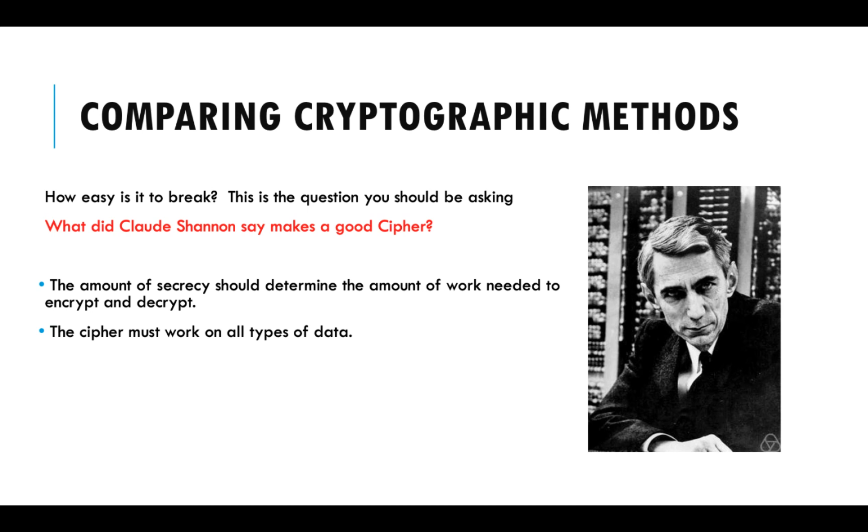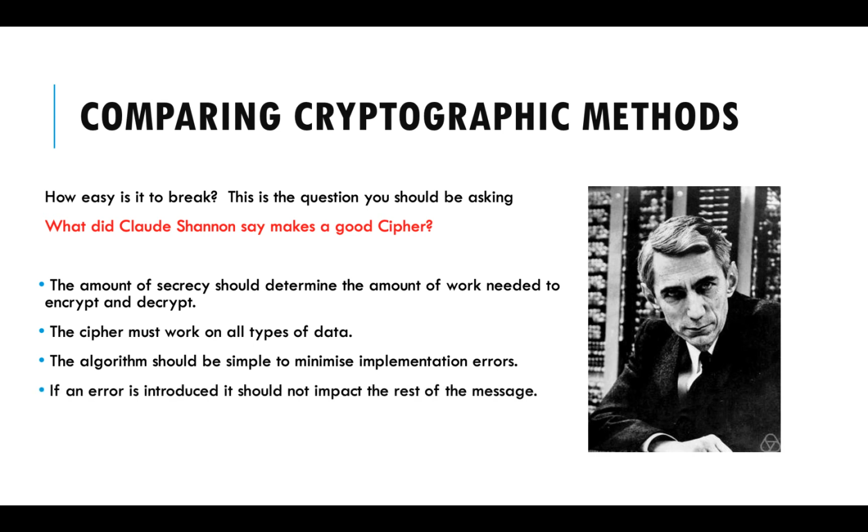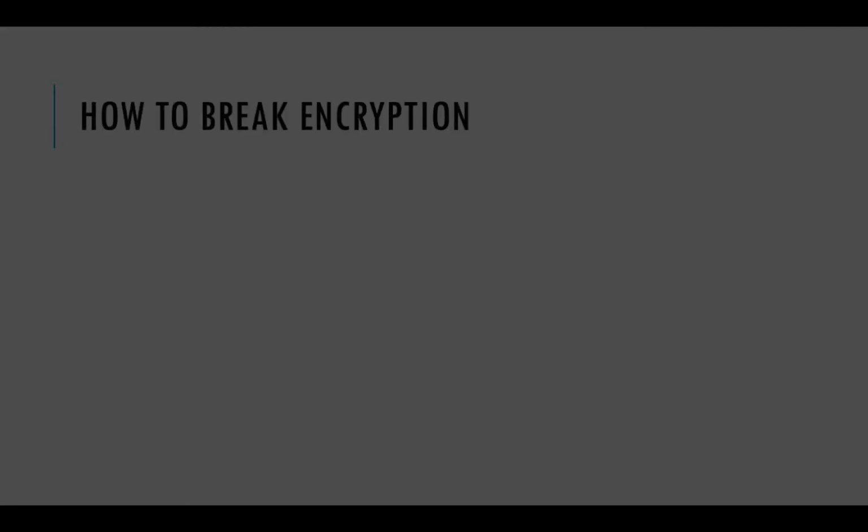And that's simply so we don't get anything wrong in our algorithm. And if an error is introduced, it should not impact the rest of the message. So if the error's at the start of your message, it won't have a knock-on effect to the end of your message. The size of the ciphertext should be no larger than the original plaintext. And that means that if your plaintext is 5 letters long, then your cipher should also be 5 letters long.